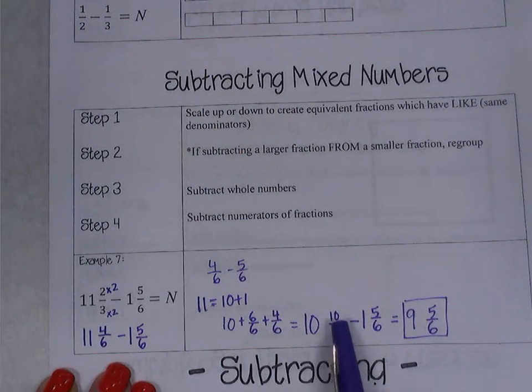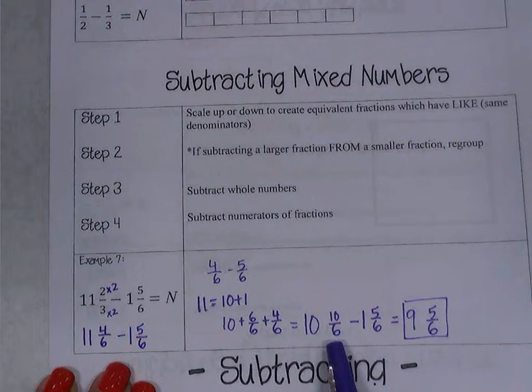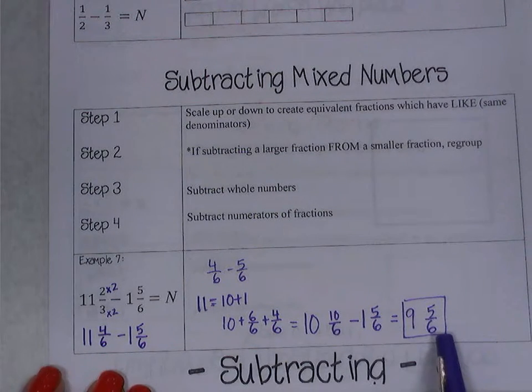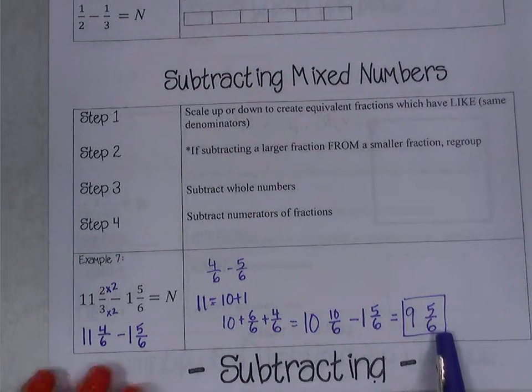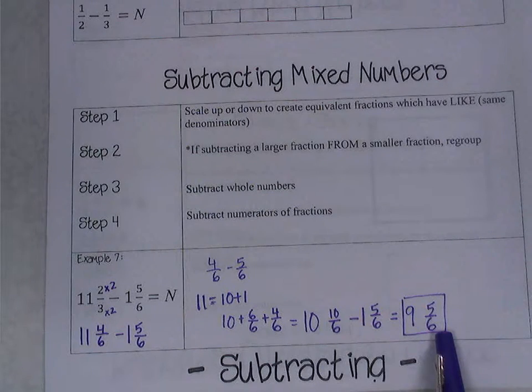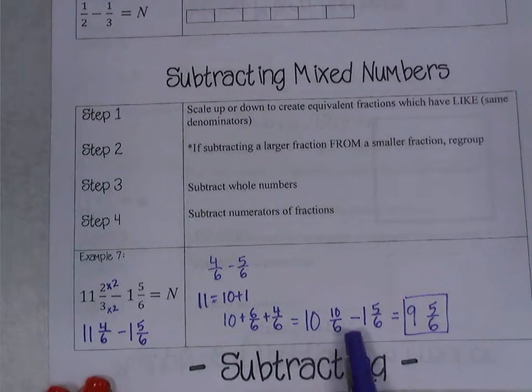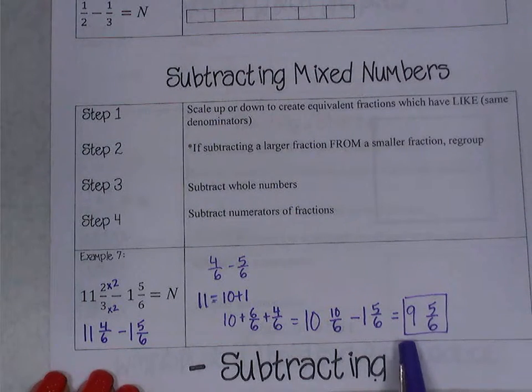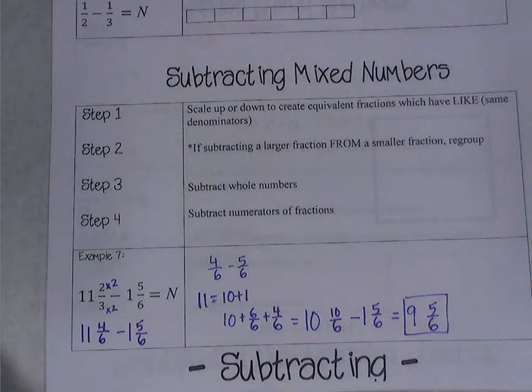Now I have enough in the numerator of my fraction that I can subtract my fractions. 10/6 minus 5/6 is equal to 5/6. Now our next and final step is that I can subtract my whole numbers. 10 minus 1 is equal to 9. So my answer here is 9 and 5/6.